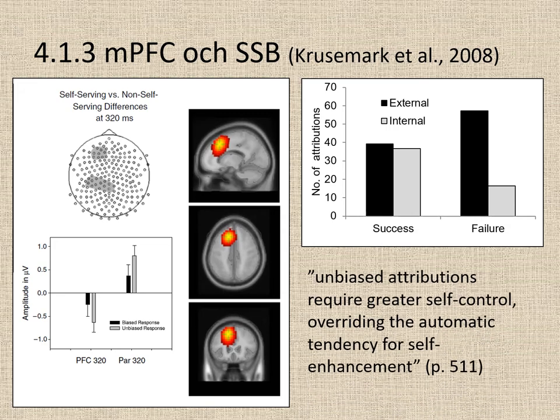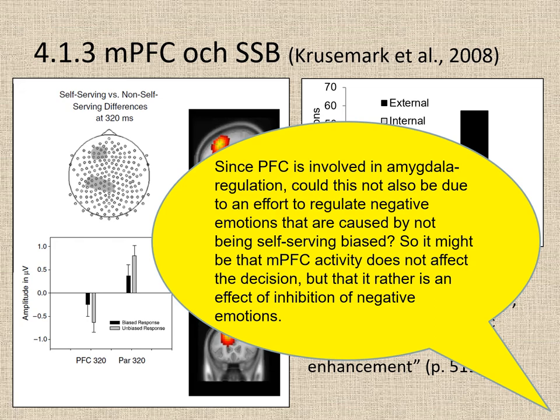But would it also be possible that since it's also involved in inhibiting the amygdala and things like that, this activation is inhibition of bad feelings, negative feelings, that would come up when you attribute something bad to yourself? So it's not that it has an effect on the decision itself, but it's trying to inhibit the emotional activation that comes from the decision. Okay, so I guess it's a possibility. You know what teachers say in this kind of situation. It's probably complex.